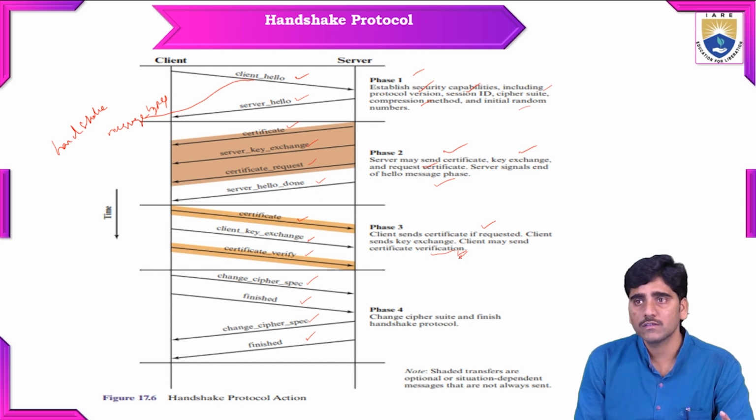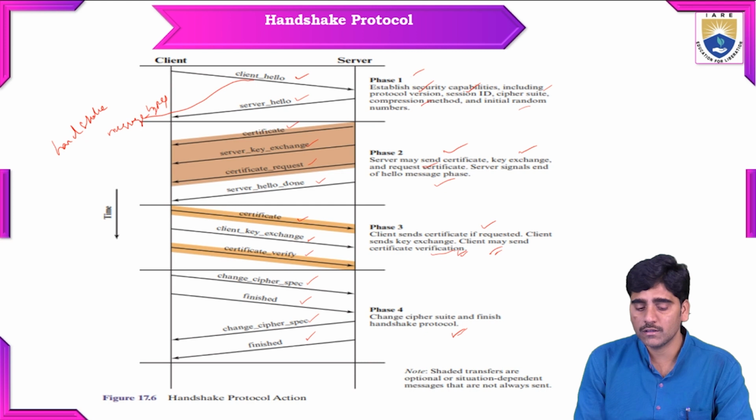To verify the certificate also. So verification of the certificate which is sent by the server and client has to be done in phase 3. And phase 4 is change cipher suite and finish handshake protocol. After changing all the cipher specifications or cipher suites, the handshake protocol communication process is completed.